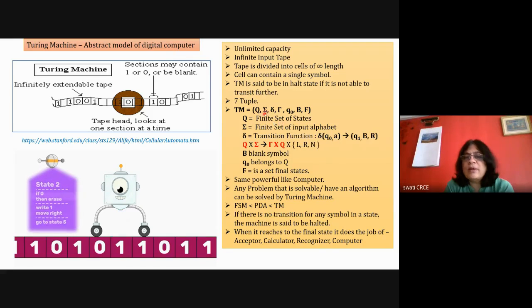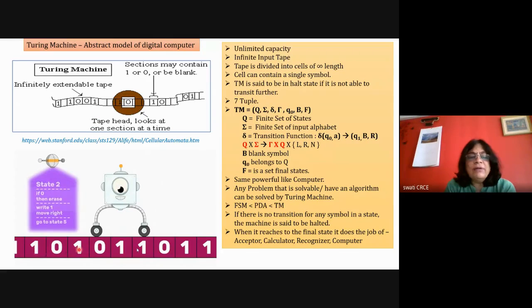Small a belongs to sigma means your input string is made up of a's and b's, and capital B is a symbol that is written on the input tape by the read write head. So capital B belongs to rho. Here you can have a replaced with small b, if small a, b is the input alphabet. Whatever is here belongs to rho, meaning the symbol that can be written onto the tape. So rho is a set of symbols which can be written onto the tape.